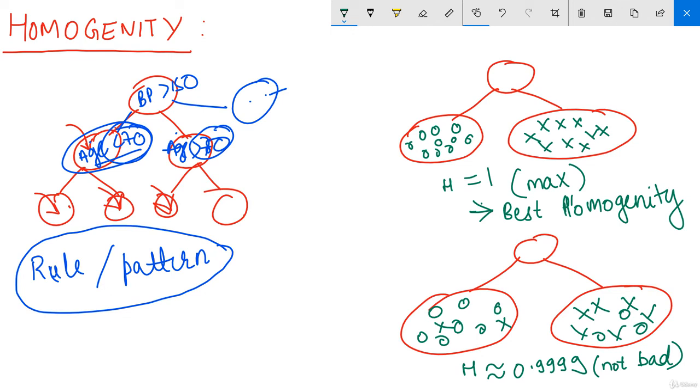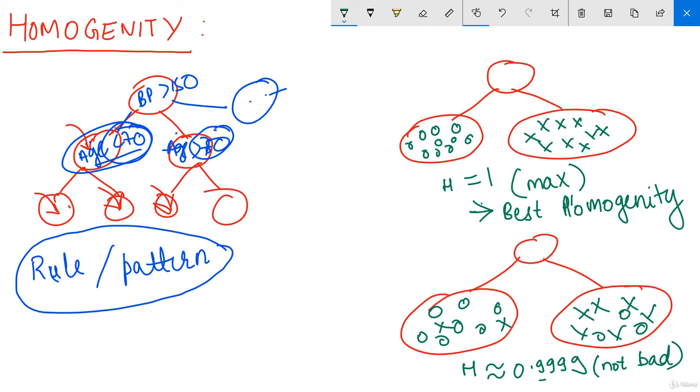So we cannot say it is 100% homogeneous. I hope you are getting what I'm trying to say here. This is not bad, this is a very good homogeneity. If it is coming 0.9, it is very good indeed. Often you will not get such homogeneity. You will be getting homogeneity like 0.81, 0.84 or 0.9, but 0.999 is a very good homogeneity.